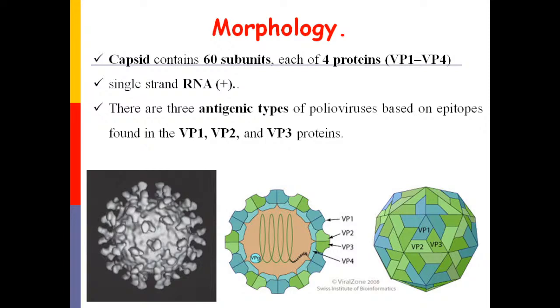Unlike RNA negative chain, when messenger RNA must be produced, and information is transmitted from the negative RNA chain, RNA minus, to messenger RNA, and just after it into ribosomes of host cells. We will remind you about it at the practical class. There are about 3 antigenic types of polioviruses based on epitopes found in the antigens VP1, VP2, and VP3 proteins.